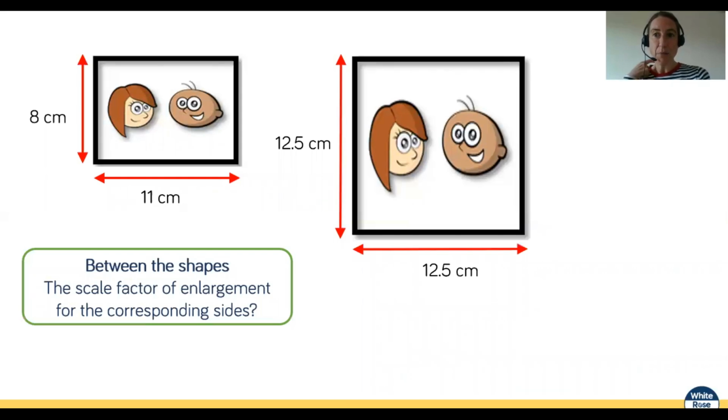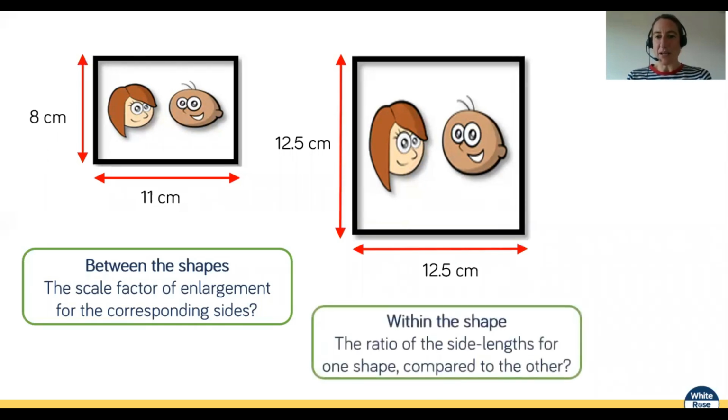Well, I think it's really important as well to look at different ways of thinking about this. We could look between the shapes. So we could look at the scale factor enlargements for the corresponding sides. And we can see that the scale factor that would map 8 centimetres onto 12.5 centimetres must be different to the scale factor that maps 11 centimetres onto 12.5 centimetres. So they can't be similar.